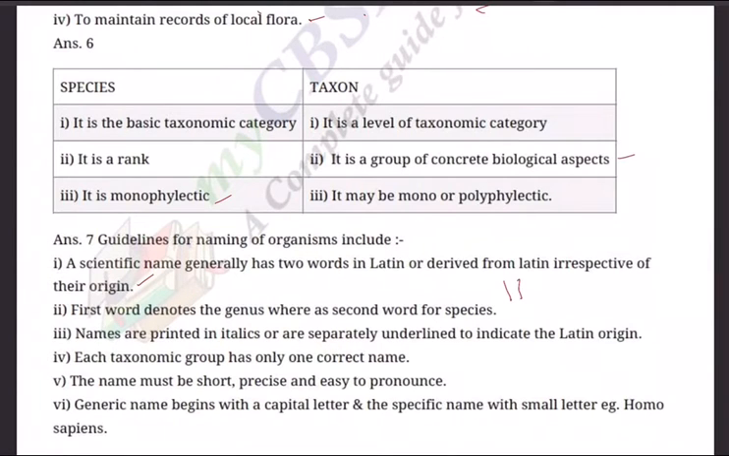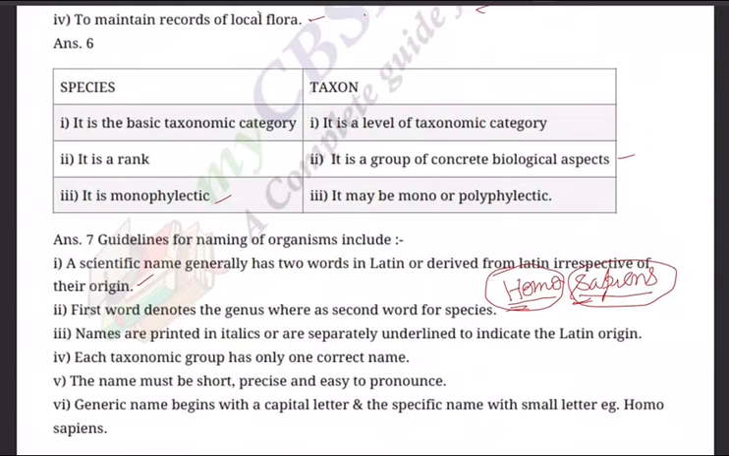Like when we write Homo sapiens, now when I am writing, I am consciously writing capital H and small s. So this is genus. That's what he says. First word denotes the genus. Second word sapiens is the species. Names are printed in italics and are separately underlined to indicate the Latin. So underline both Homo as well as sapiens.